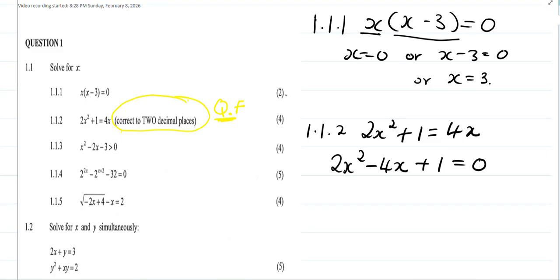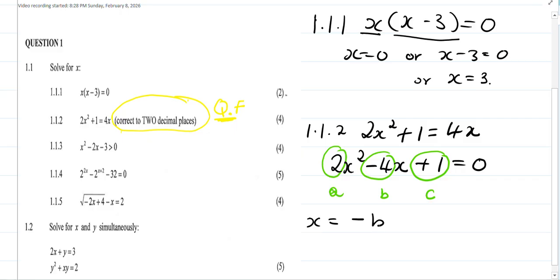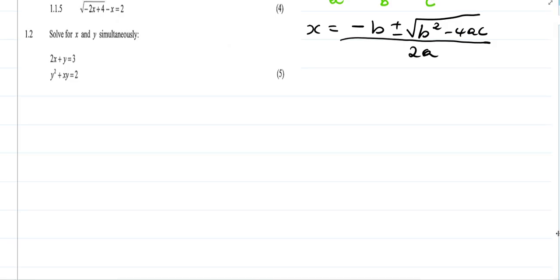Now, when you have your equation in this particular format, you can identify your a. The coefficient of x² is our a, the coefficient of x is our b, and lastly the constant is our c. So now let us write down our quadratic formula. Make sure that you know it by heart. It's x = (-b ± √(b² - 4ac)) / 2a. So now let us go on with our question.